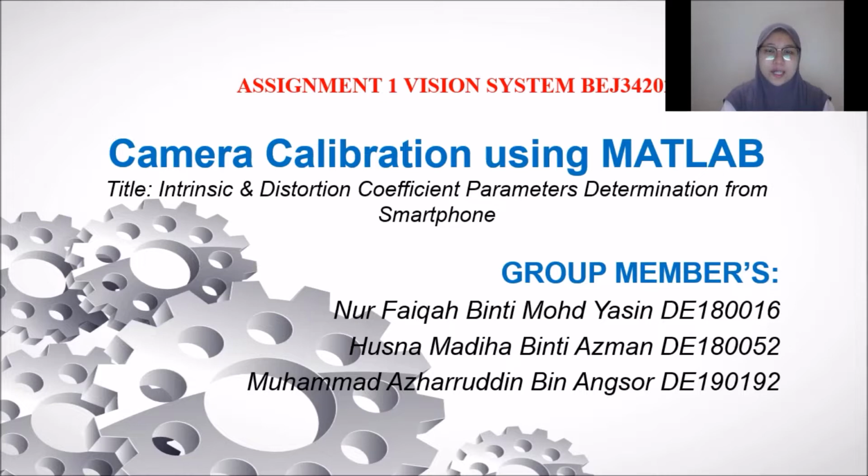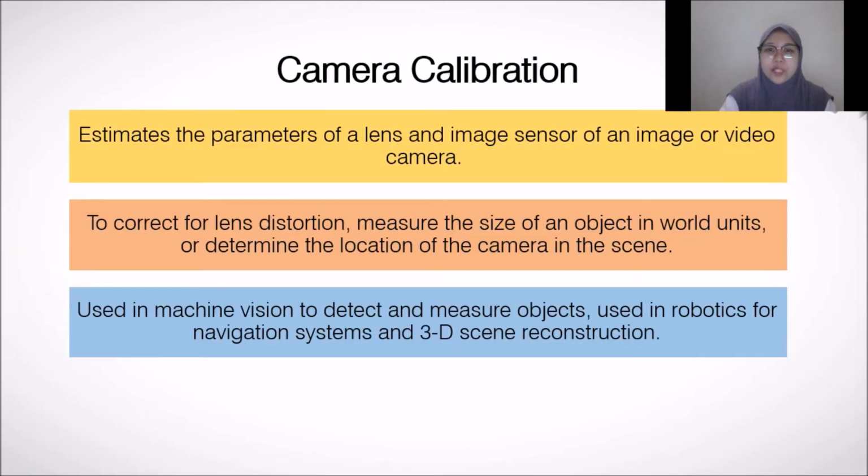Ain binti Nazari. My name is Husna Madiha binti Asman with metric number DE180052. Okay, today I would like to present assignment number 1 entitled Intrinsic and Distortion Coefficient Parameters Determination from Smartphone. The other two members in our group are Nur Faika binti Muhammad Yasir with metric number DE180016 and Muhammad Azharuddin bin Ansor with metric number DE190192.